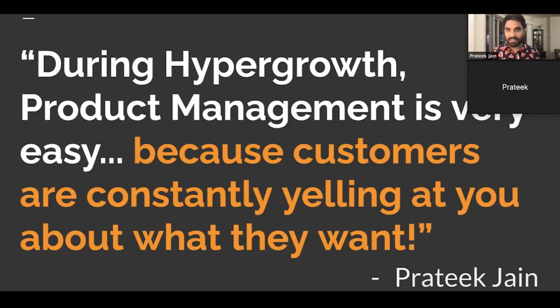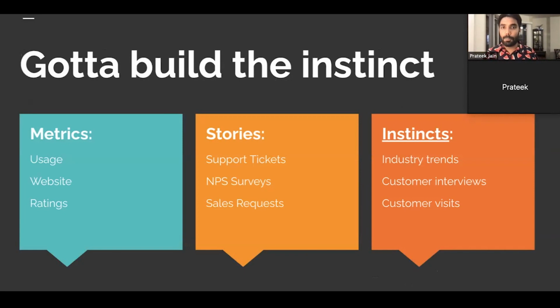The demand. During hypergrowth, product management is very easy because customers are constantly yelling at you about what they want. But if they're just yelling at you in different ways, you got to build the instinct for what matters. A few different ways. You have metrics around the usage of your product, the traffic on your website, the ratings that people are leaving on different product experiences or surveys that you've launched. Then you've got the qualitative stories.